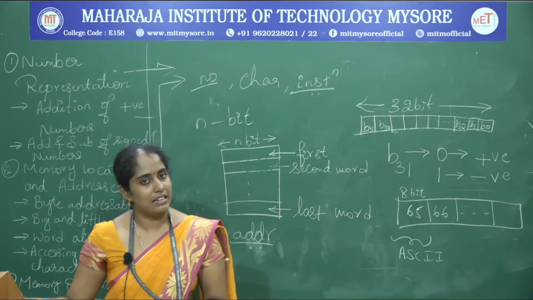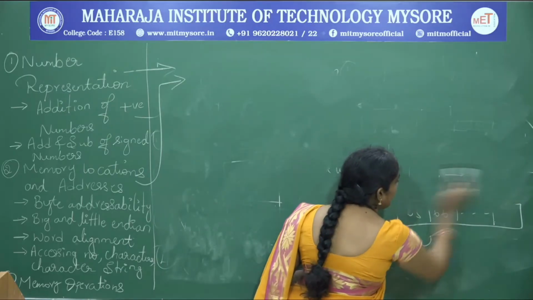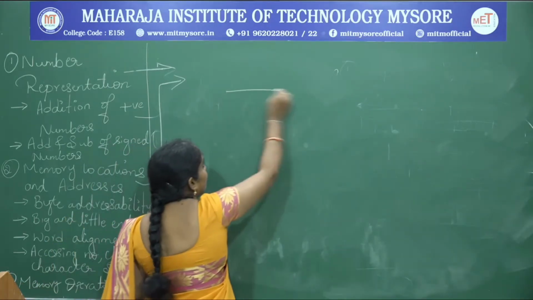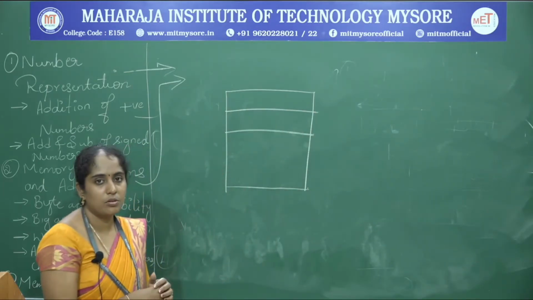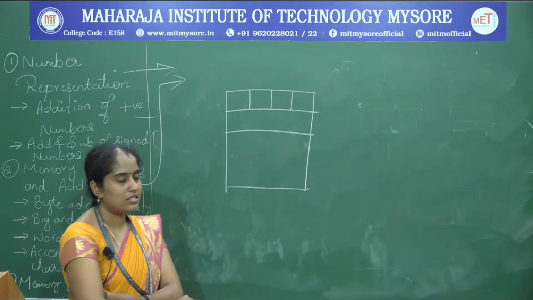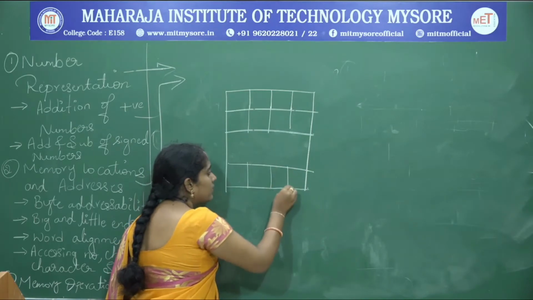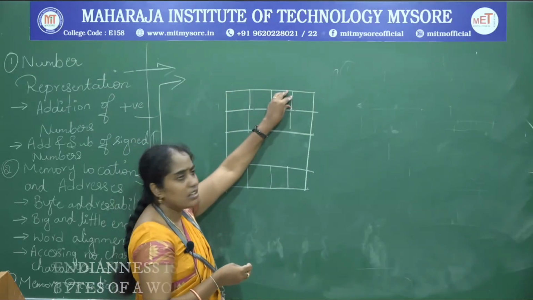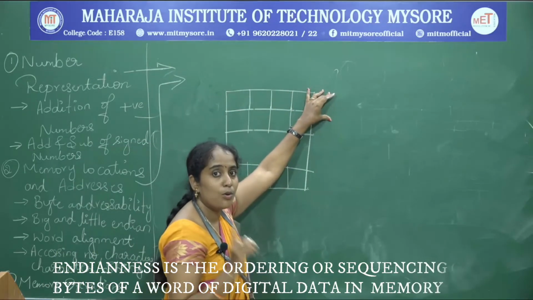What do you mean by big endian and little endian assignments? See, take an example of memory. Say it is a 32-bit word length. In that 32 bits we are dividing into 4 bytes, right? So to identify this particular cell you need a byte address. To identify this particular word, you need a word address.